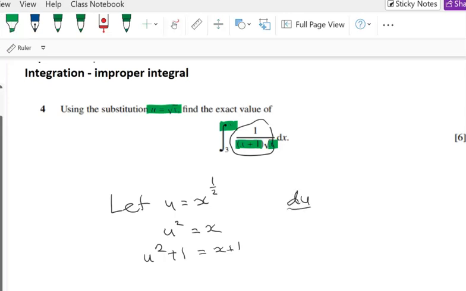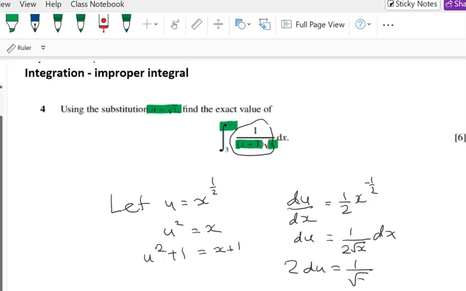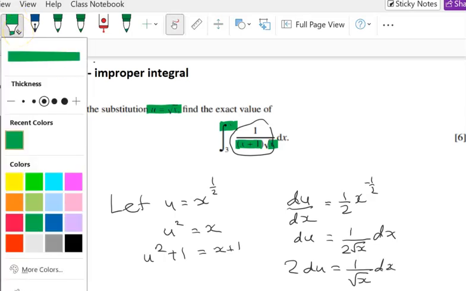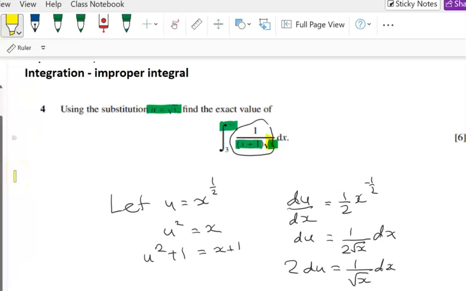Let's differentiate and see how we're going to deal with the dx. So du by dx is equal to a half x to the negative a half, which is 1 over 2 root x. That means that we have du is equal to 1 over 2 root x dx, or 2 du is equal to 1 over root x dx. Now, the reason that I want to do that is this. I've got root x here, and I've got dx here.